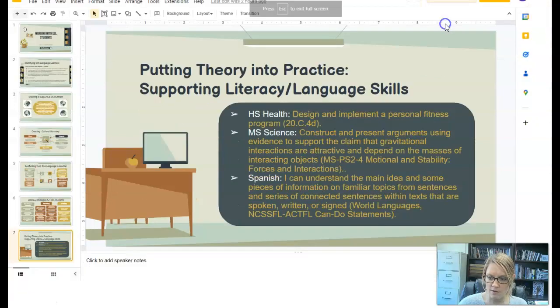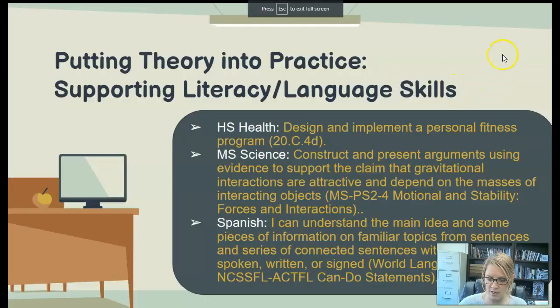So to give you a couple of other examples, considering these are some of the examples we're going to look at together for those of you who are taking the class in person. If I'm thinking about this from a health perspective, those of you who are PE and health, one of your standards for high school students is that they have to design and implement a personal fitness program. So by the end of the week, students have to be able to design their own personal fitness program.